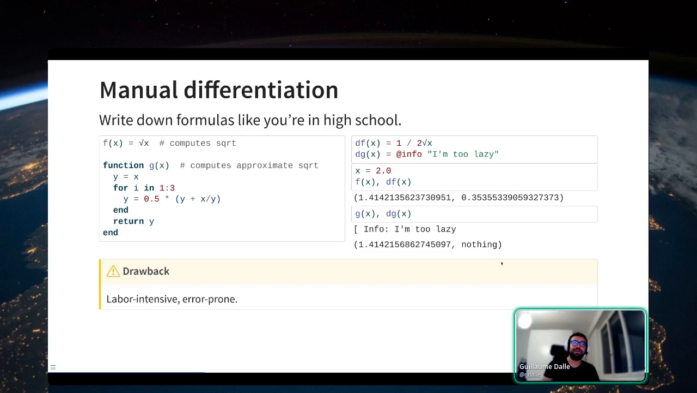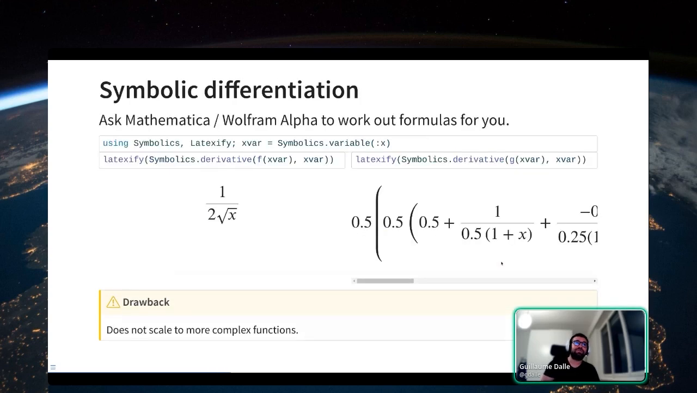So then, if you're lazy like me, you turn to Mathematica or Wolfram Alpha and you ask them to work out formulas for you. These systems are computer algebra systems, and they can usually compute derivatives and work out formulas that represent these derivatives at any point. That's really important, at any point.